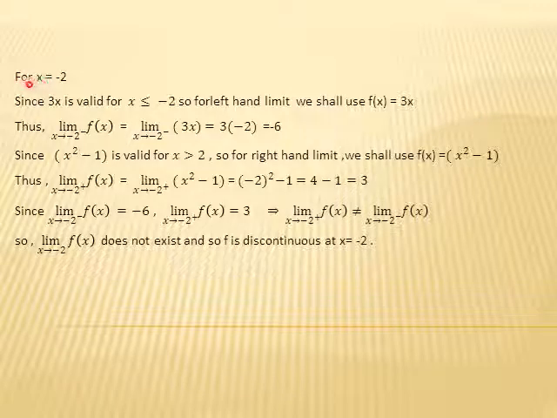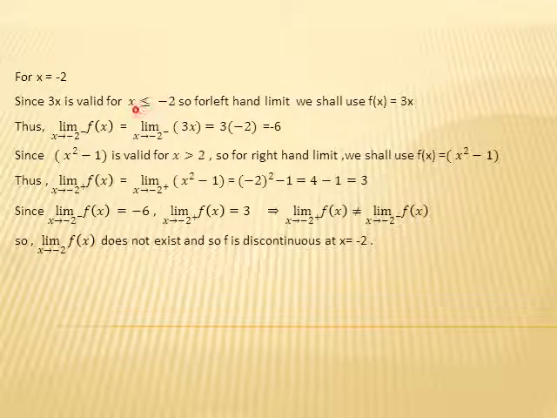Okay, for x equal to minus 2, since 3x is valid for x less than or equal to minus 2, for the left hand limit we shall use f of x equal to 3x. And since x square minus 1 is valid for x greater than minus 2, this is the right hand limit, because of the sign, and this is the left hand limit.